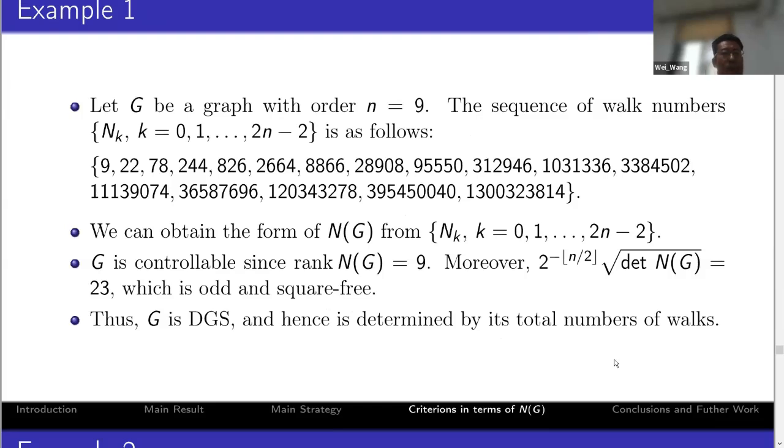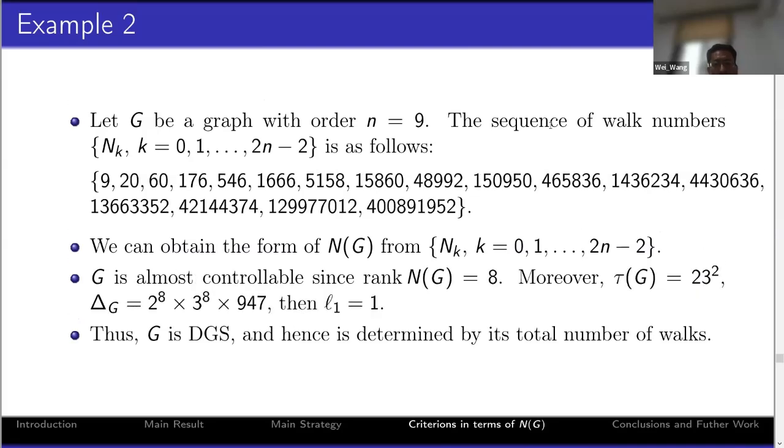Finally, I'd like to show you some examples. Let G be a graph of order n equal to 9. We are given the sequence of walk numbers like this. Then we can obtain the Hankel matrix NG from this information. Then we get the rank of NG is 9, so the graph is controllable. And this number is equal to 23, which is odd and square free. So the graph G is DGS, and is determined by this sequence.